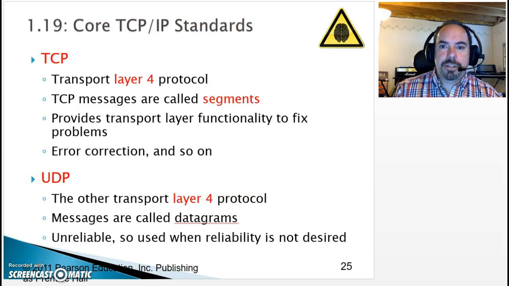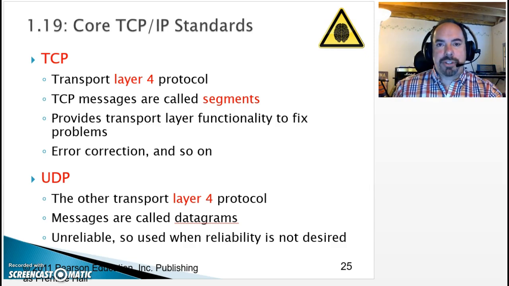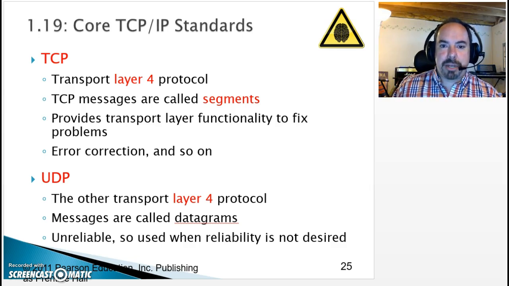Some other standards within the TCP/IP protocol stack. TCP is the big one at layer 4. This is what chops up messages into segments. So remember I said that really big messages, just like a huge Subway sandwich, have to be chopped up to get sent across the network. TCP is the protocol at layer 4 that does that segmenting. It also does some error correction and some other things, as we'll see in future chapters.